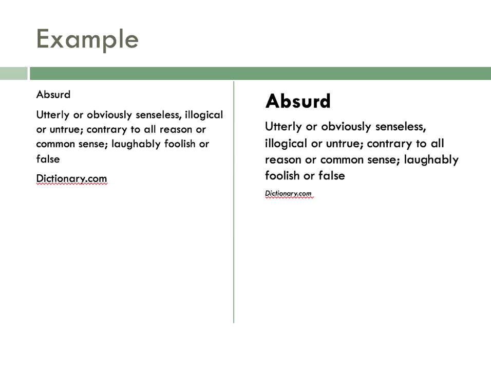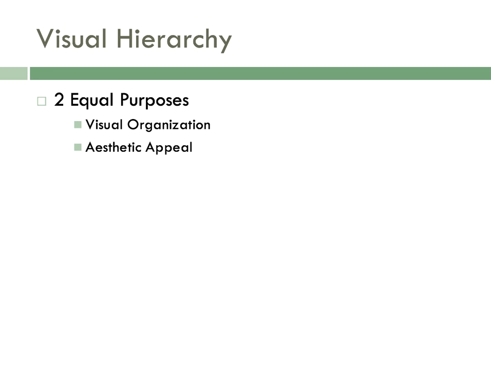Here's an example of adding visual hierarchy. On the left, we have text that has all the same formatting. On the right, we've applied some hierarchy. We took the headline and made it larger. We took the copyright information or the credit and made it smaller. So we have three levels of information, and it's easier for us to see and understand the information with this formatting. Visual hierarchy has two equal purposes.